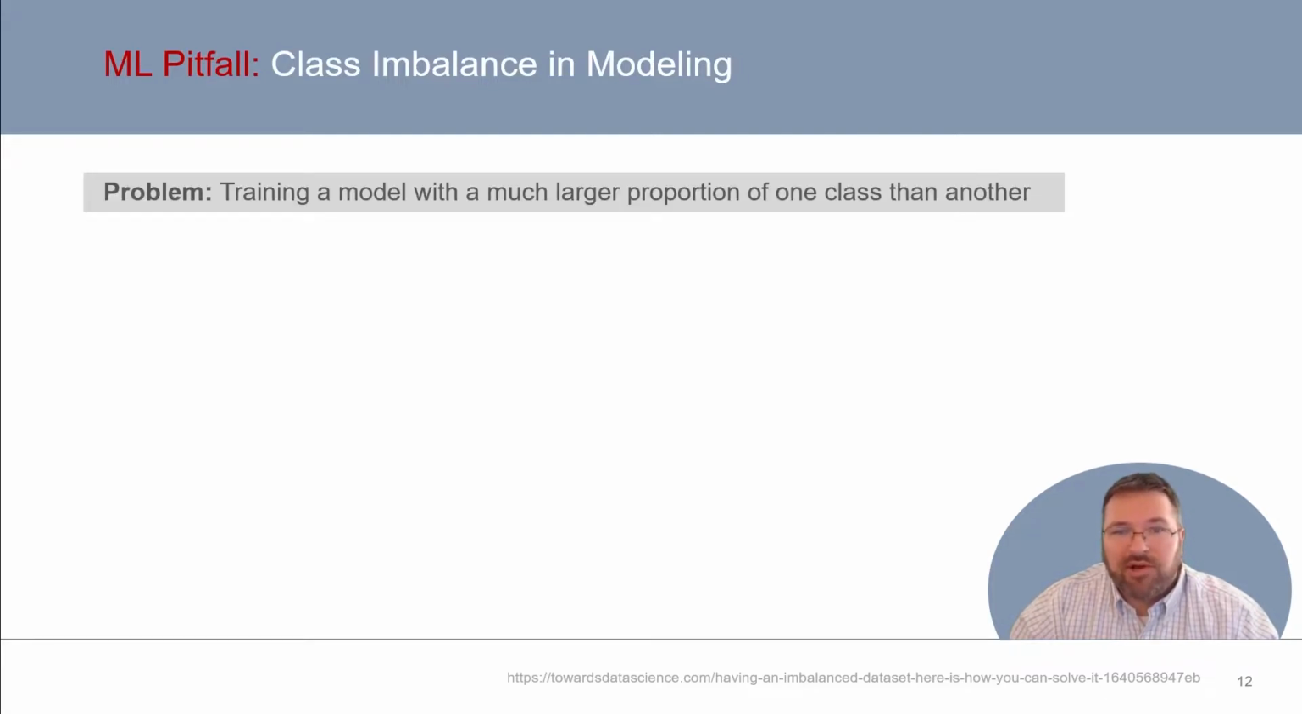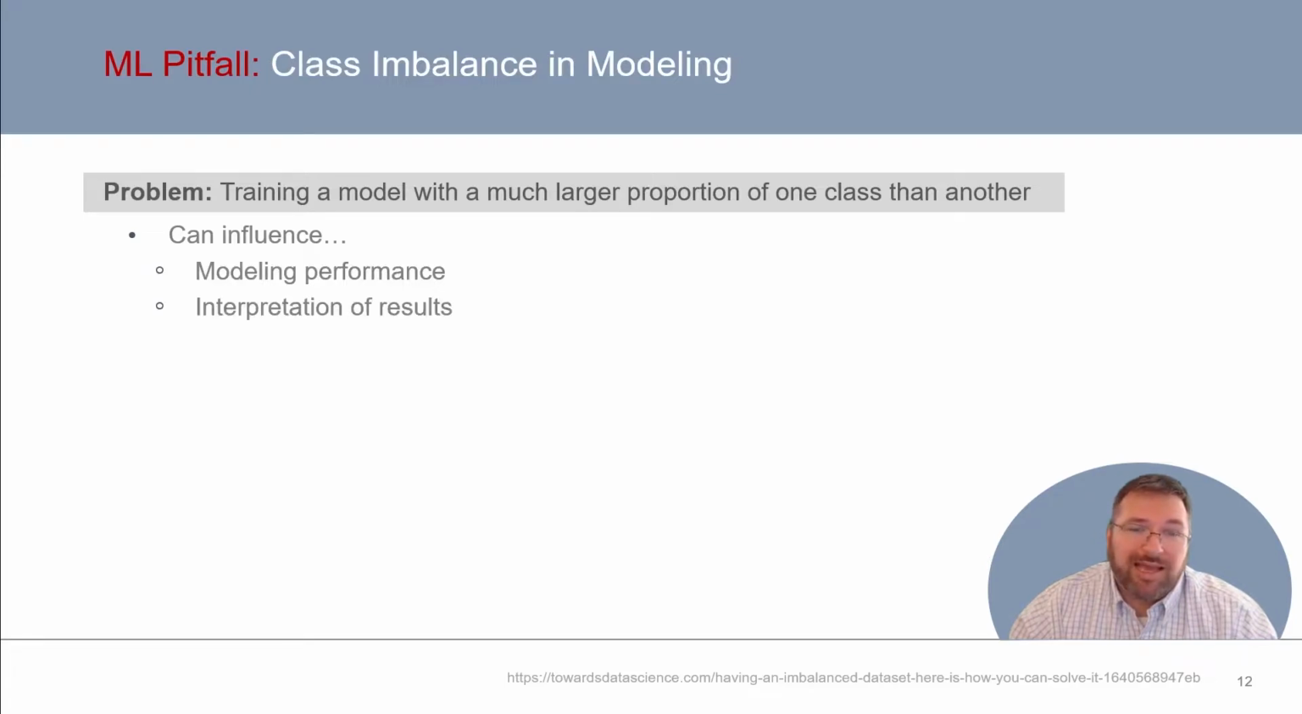So the problem here is that when we have class imbalance, we're training and evaluating a model with a much larger proportion of one class than the other. This can influence the performance of certain modeling algorithms and how we interpret our model evaluation results.